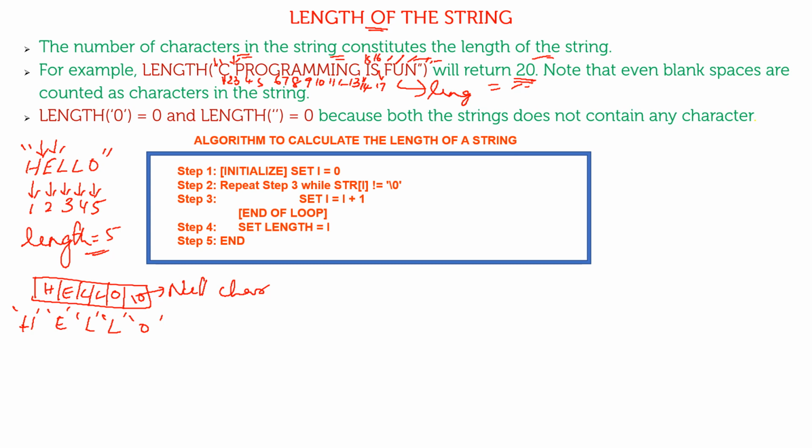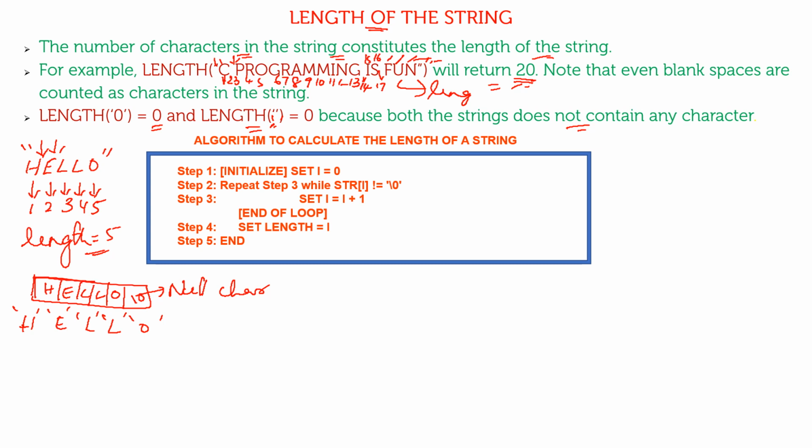So the length of a null string is equal to 0, because it means you don't have any character inside. The length of an empty string inside the quotes is also equal to 0, because both strings do not contain any character. Okay, so now you are going to write an algorithm on how to calculate the length of the string.